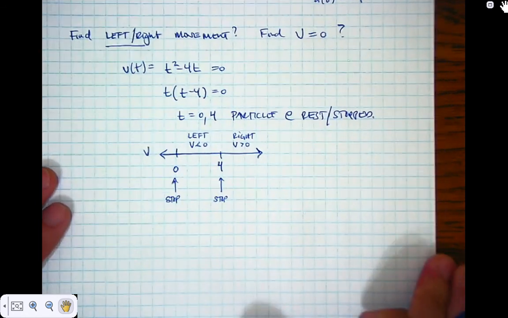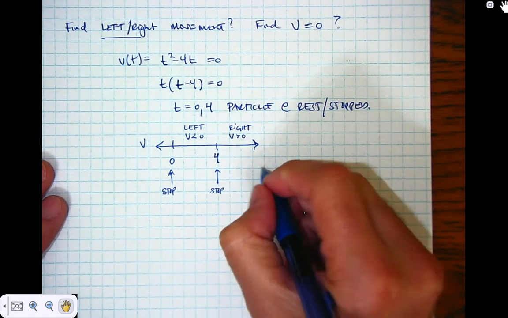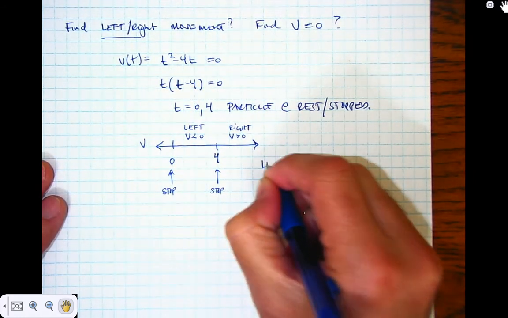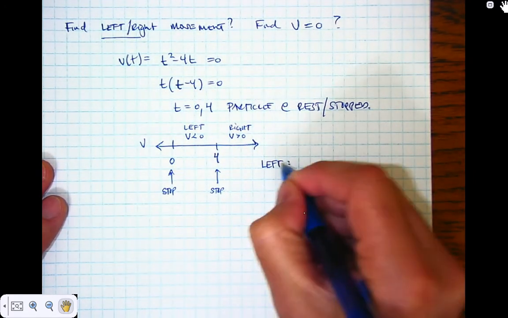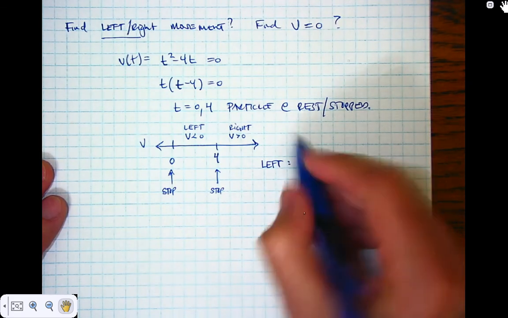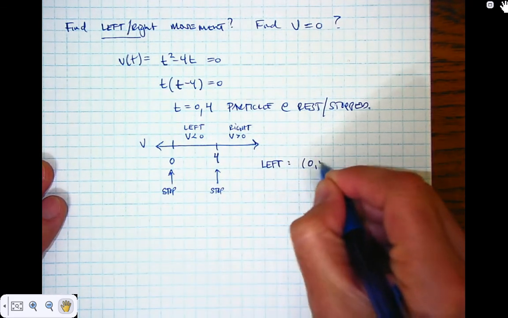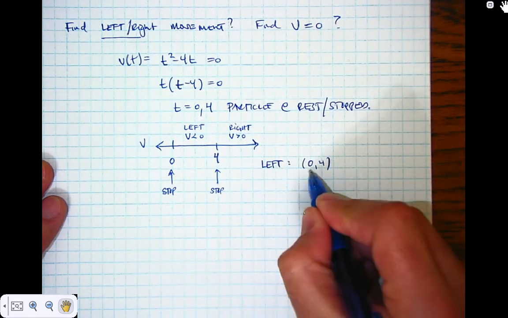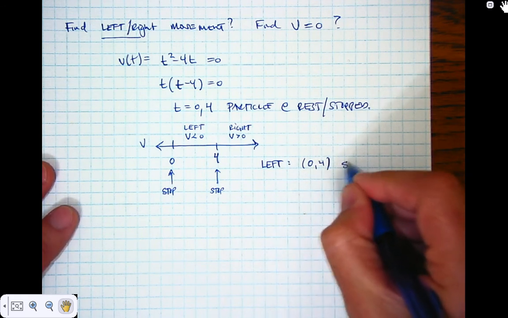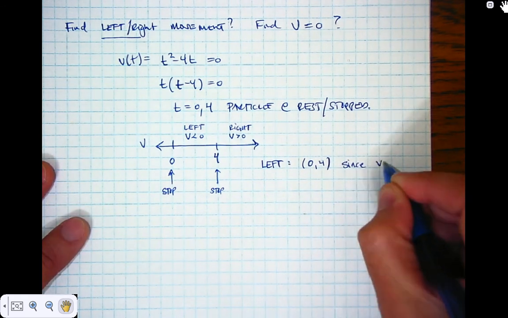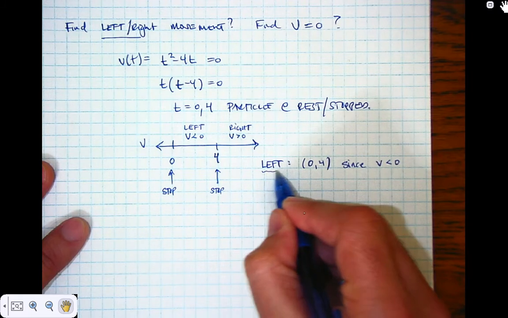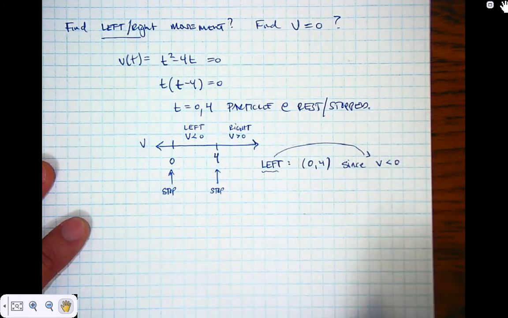And whenever you answer a question like this on an AP exam, you have to say, let's do left. We're going to use interval notation. This thing is moving left from time 0 to time 4. And you never tell me this without a definition. You always have to write, since velocity is negative, that's the definition of left.